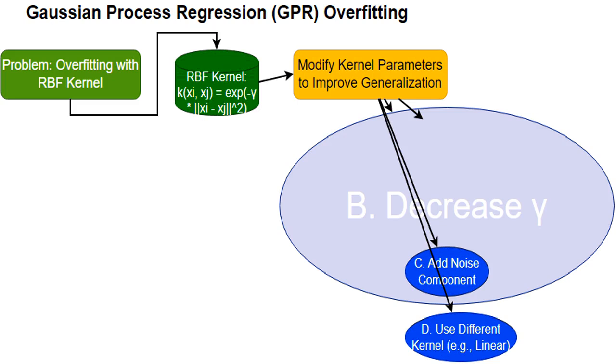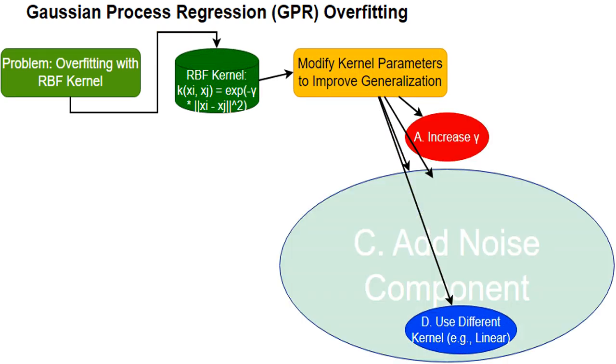I recommend this. Decreasing gamma makes the RBF kernel less sensitive to minor variations. The model becomes smoother, focusing on broader trends, resulting in better generalization. It's like zooming out to see the forest instead of getting lost in individual trees. This is a great idea.